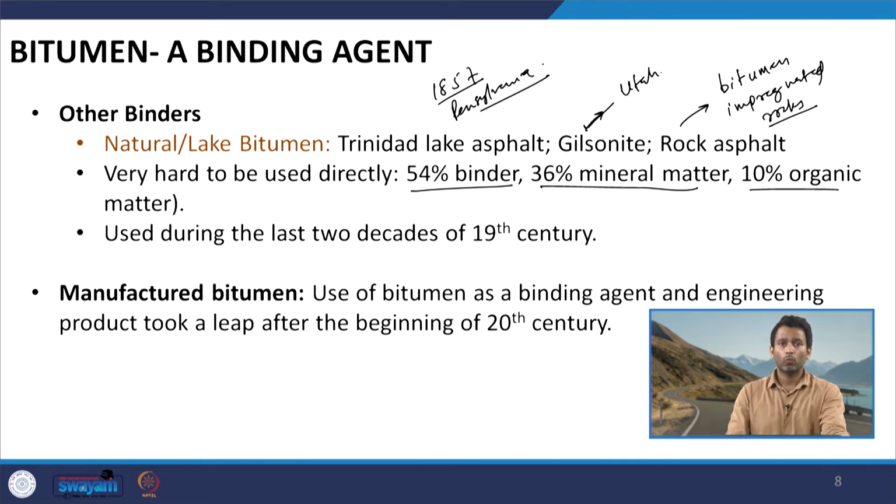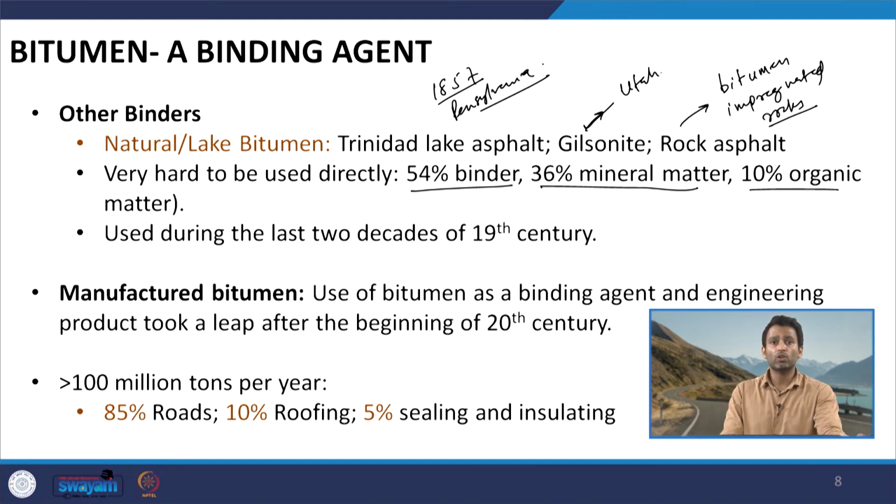Manufactured bitumen, which we will be discussing as we move forward, is typically used as a popular binding agent and engineering product for the production of bituminous mixtures, and its use took an exponential leap specifically after the beginning of 20th century. Presently, more than 100 million tons of bitumen is produced per year, out of which 85% of the bitumen are used for road application, 10% are used for roofing application, and about 5% of the produced bitumen are used as sealing and insulating material.